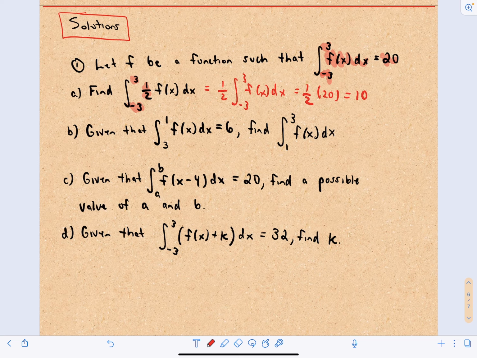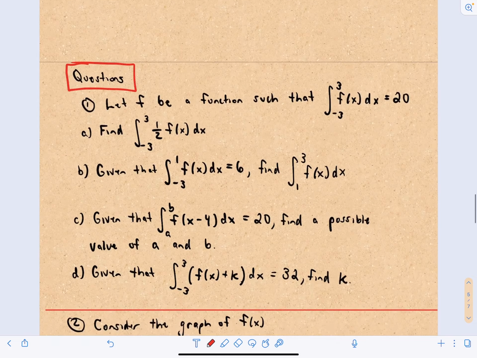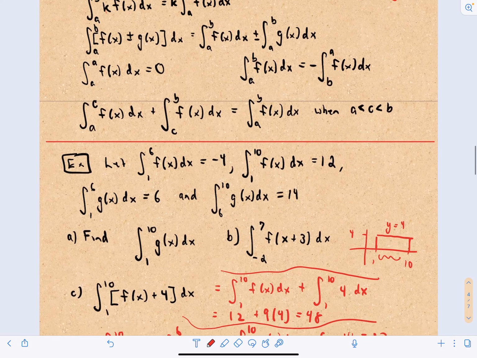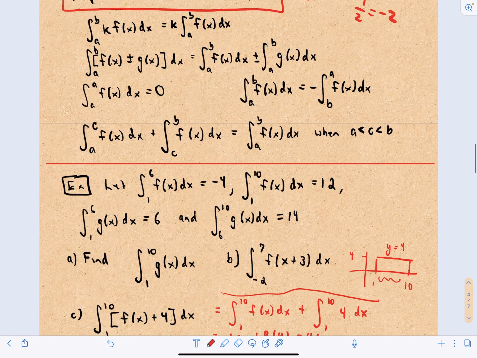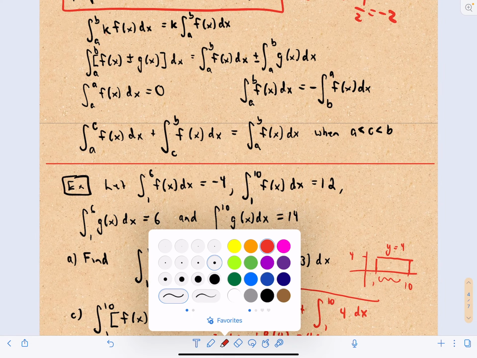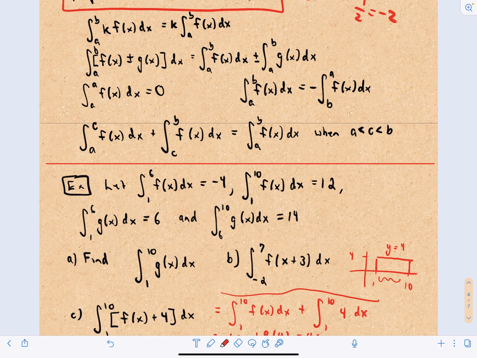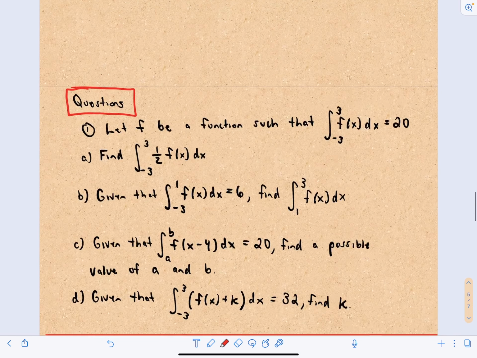Part B, we've got the definite integral from 3 to 1 of f of x dx. That equals 6. We want to find the integral from 1 to 3. We had this one property. Let me go back up real quick. Yes. So we've got this one property that says if you have the integral from a to b, well, if you flip them, if you go from b up to a, we just change the sign on the definite integral. So it looks like that's all that we were doing here.